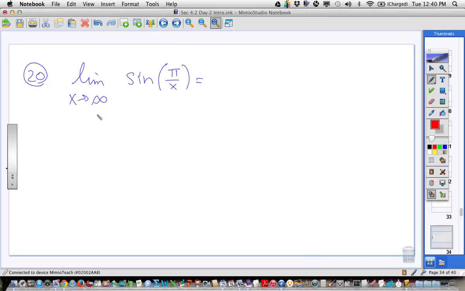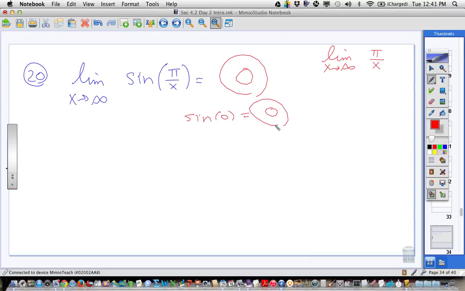Okay, what about 20? The answer is 0. Now, really what you have to do is a limit problem. So you have to say, okay, x is getting really big. What's this approaching? Well, that's going to 0. If x is getting really big on the bottom, this is going towards 0. So then what you have is sine of 0. And that's just 0. Sine of 0 is 0. So that's why the answer there is 0.